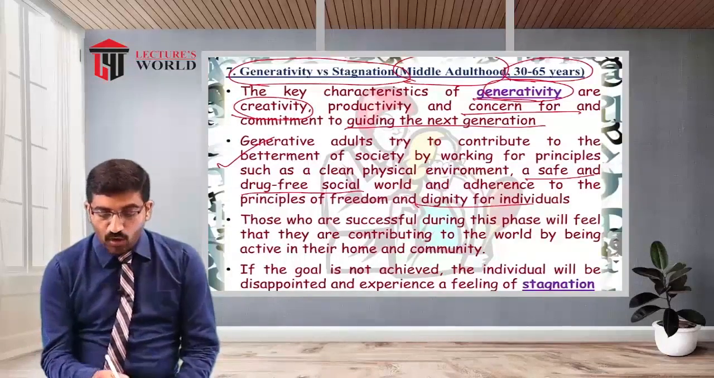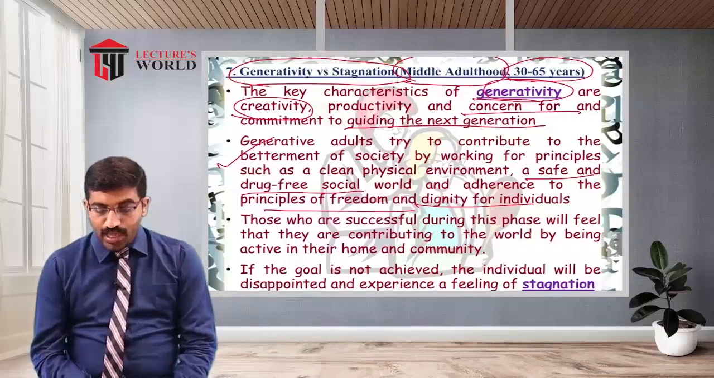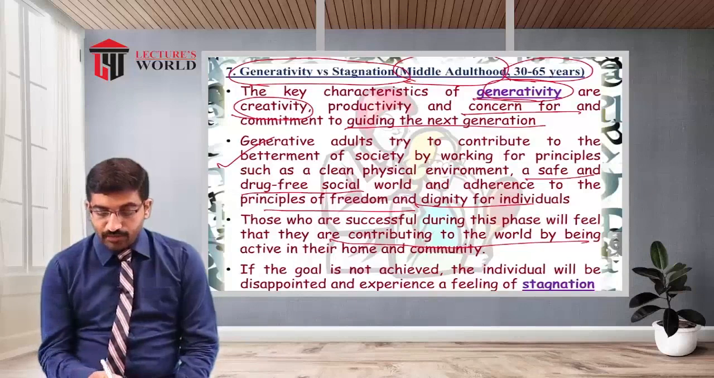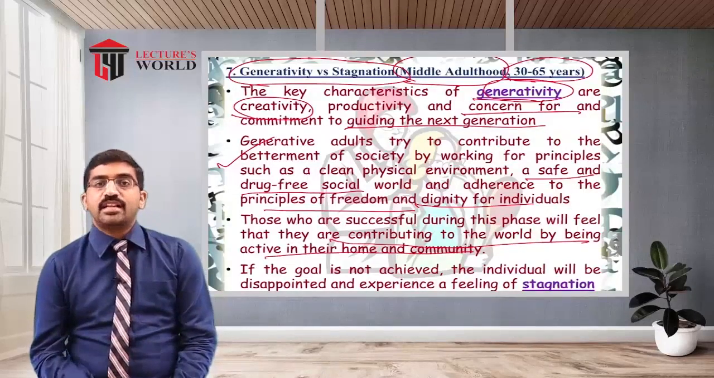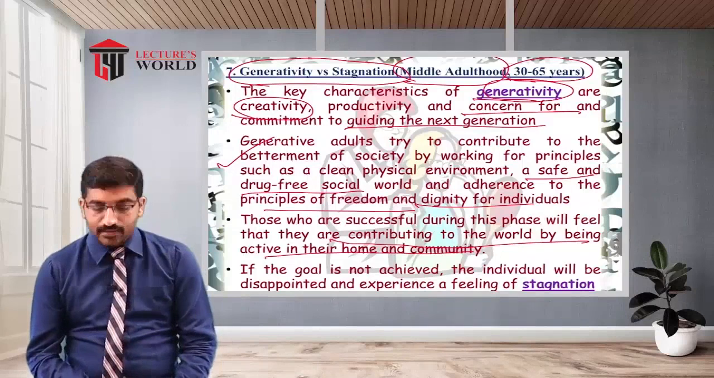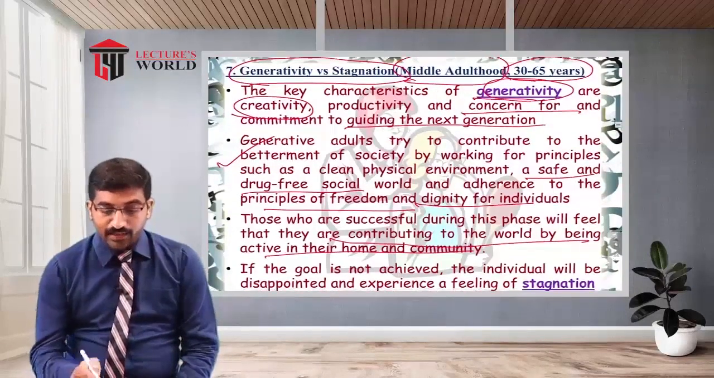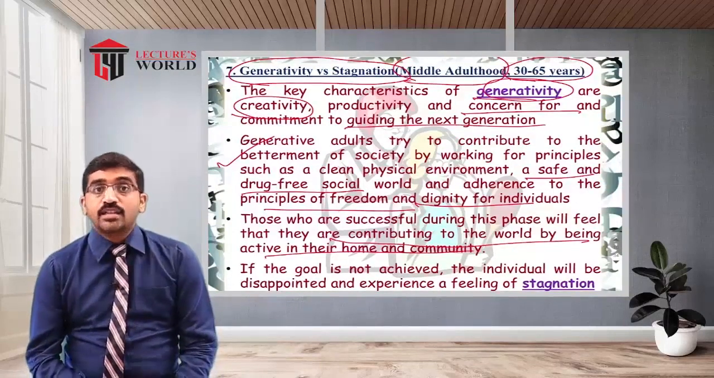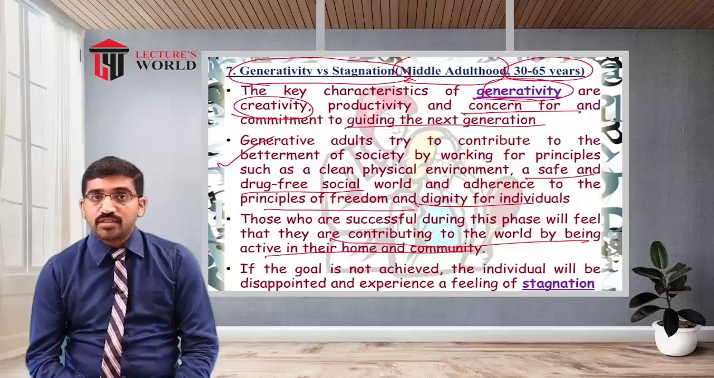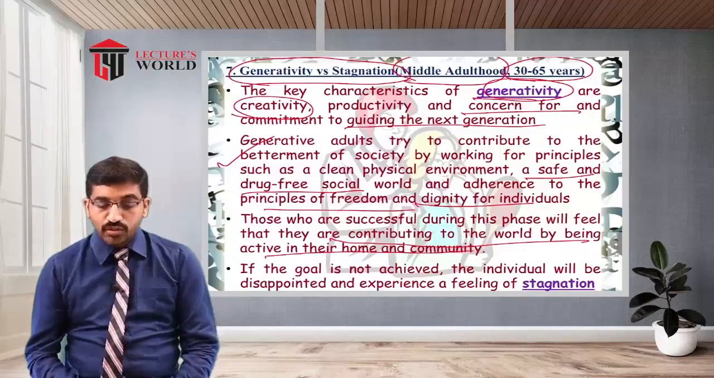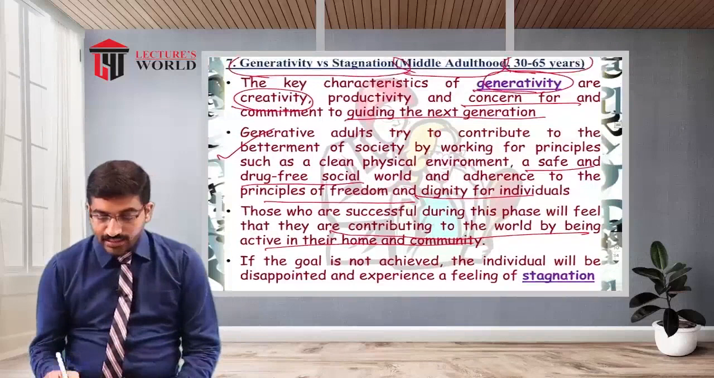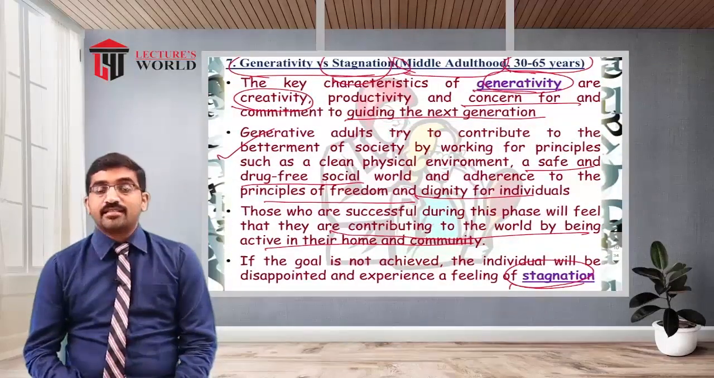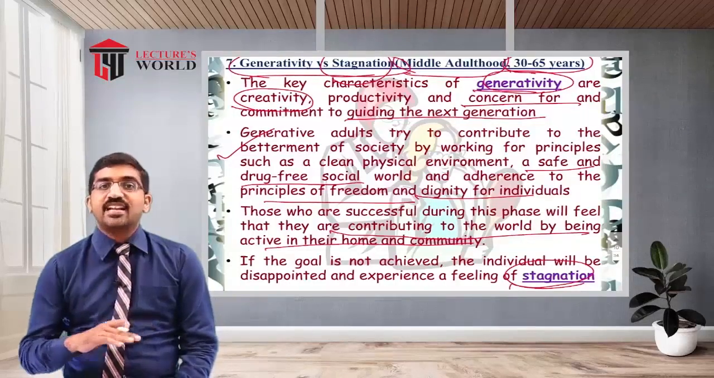That dignity or freedom comes to the individual, and those who are successful in this phase feel that they are contributing to the world by being more active. They always feel that I am active in my home and community. But think what will happen if they feel that this generativity is not well settled, or they are not able to settle their family, their job is not settled, or they feel that I am not good enough. Then the goal is not achieved. They may land up in stagnation. Stagnation means there is disappointment, nothing is able to be done, they are stagnant, in one position only.